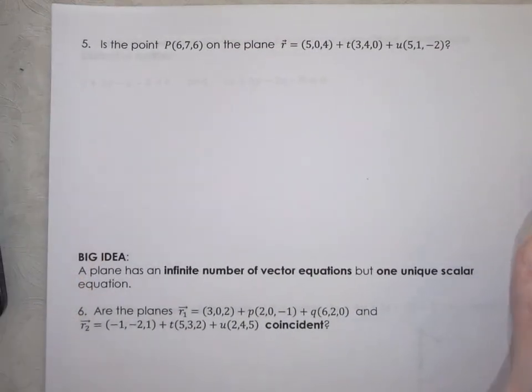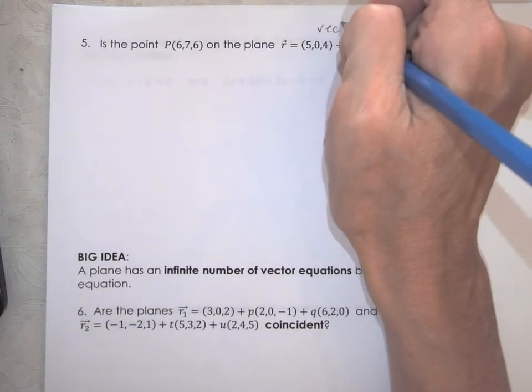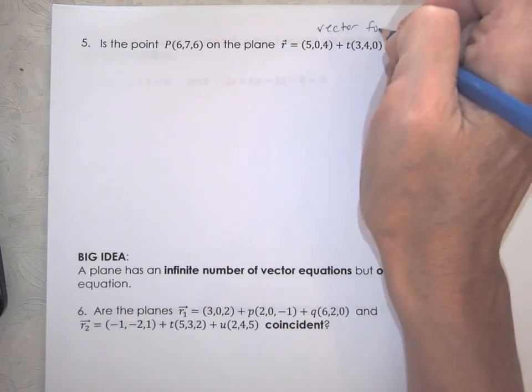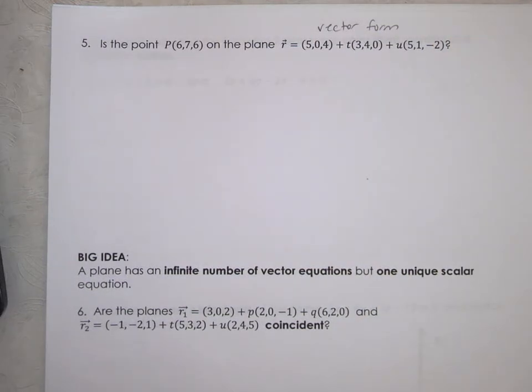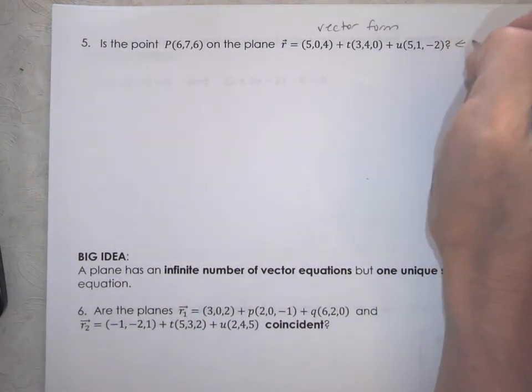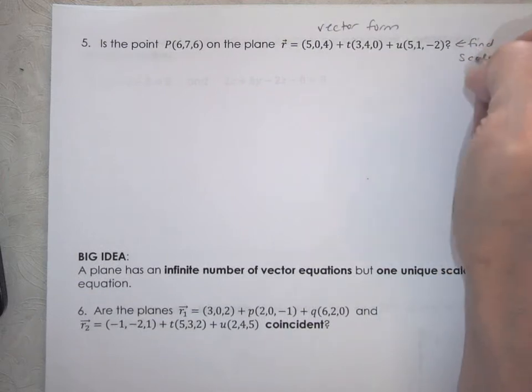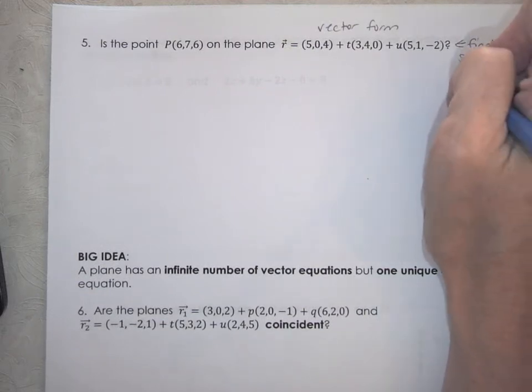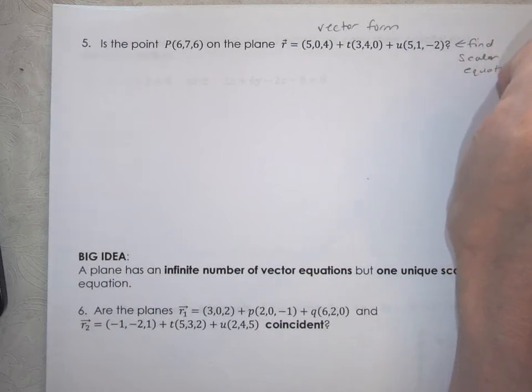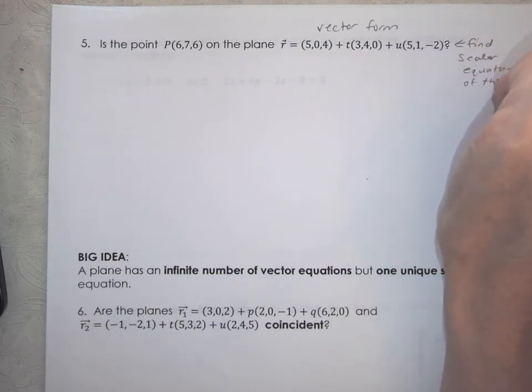Question 5, is the point 6, 7, 6 on this plane? And it's given in vector form. And we saw yesterday how to do this using systems of equations. But today what we're going to do is find the scalar equation of the plane. And then we just need to do a left side, right side check. It's much easier. Find scalar equation of this plane.